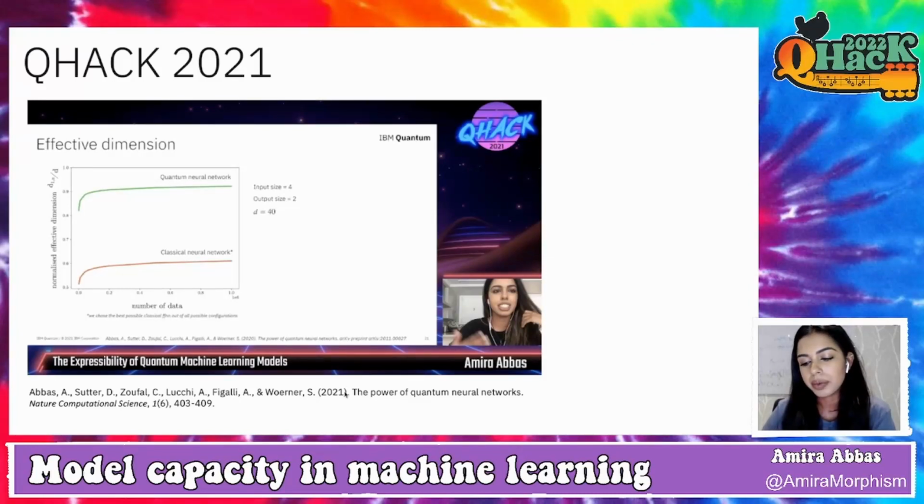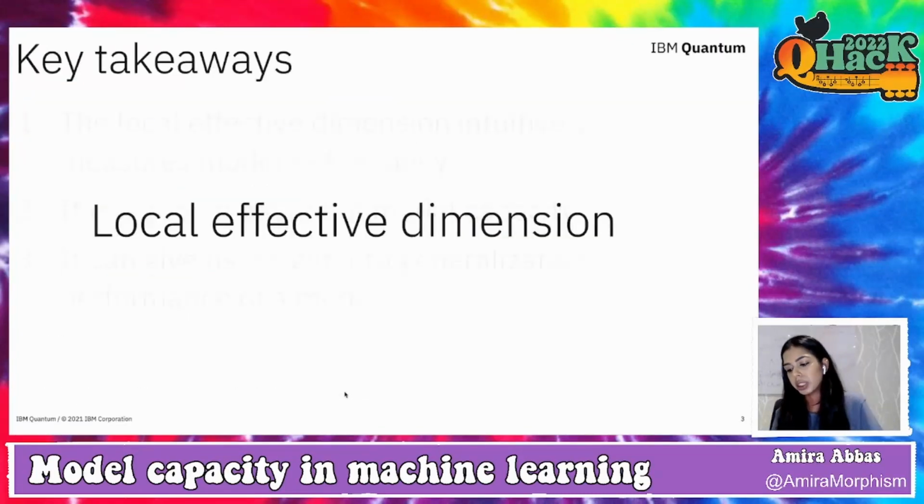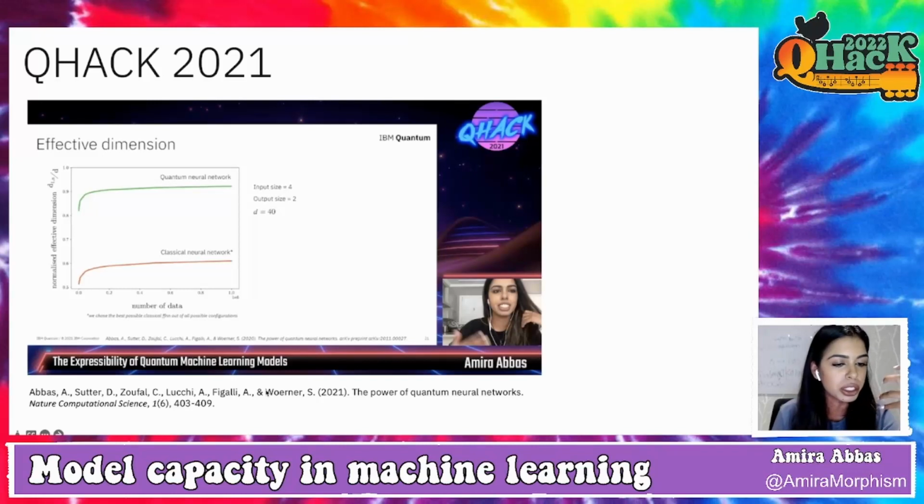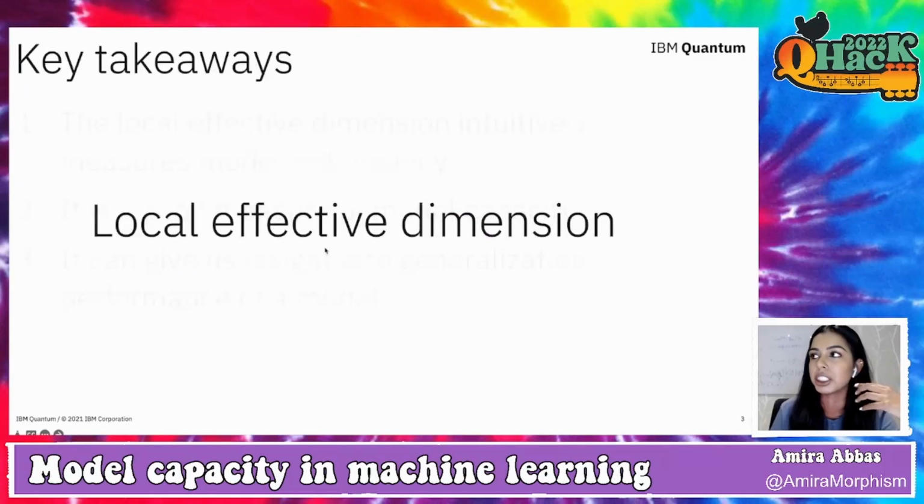In short, what we do is refine this measure of capacity, and we call it a local version of the effective dimension, a local effective dimension. The difference between the effective dimension that I introduced last year, which we used to analyze quantum and classical models, and this local effective dimension is very subtle. Subtle, but a very crucial difference and distinction exists.